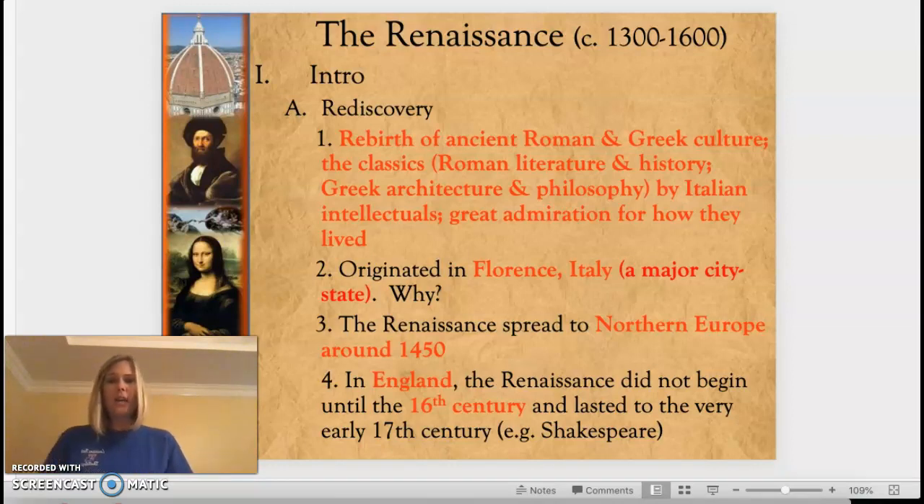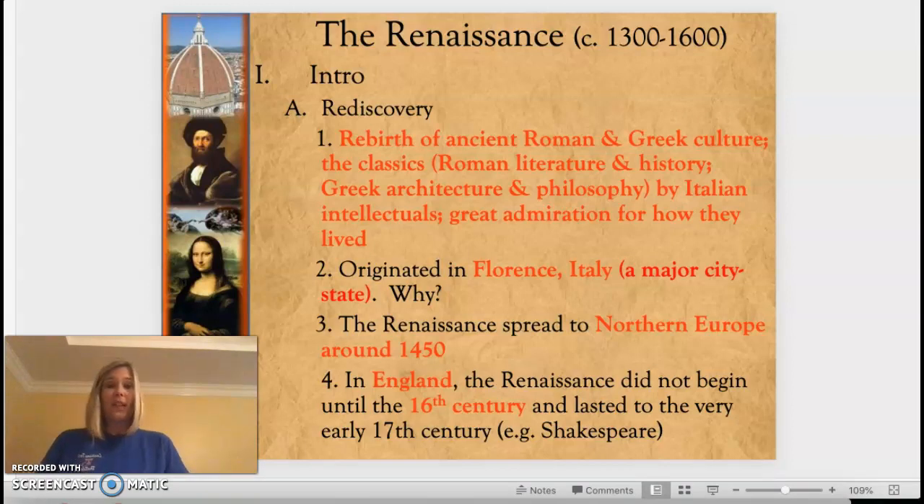If you hear or read the word antiquity, that just means Greco-Roman civilization. So I wanted you to be familiar with that term. You might see it in your textbook. You might see it on a quiz or a test. So again, just want to point out some vocabulary words that you might come across.